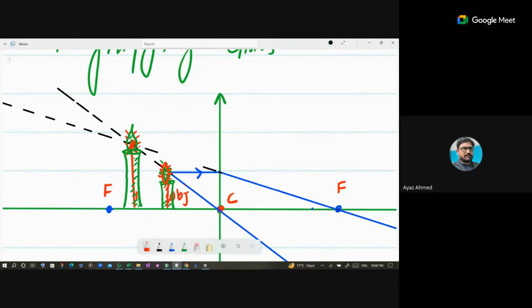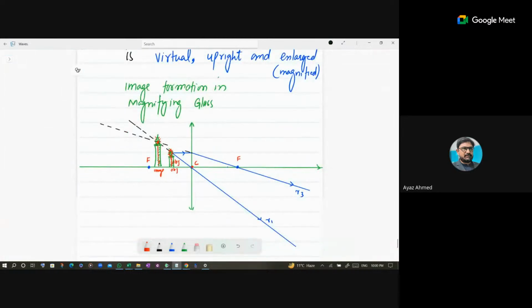So if I say that this is your image, and if I say this is your object, what is the difference between this diagram and the diagram I have drawn previously? In that one, the light is focused on the other side. In this one, it is spread around. Also, see. Are you getting it?